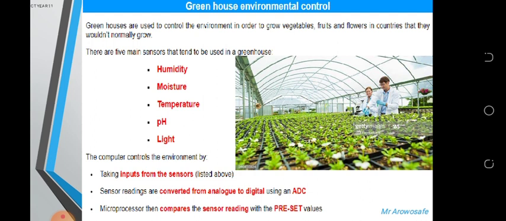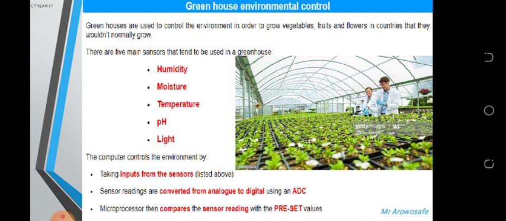Now, what are the five sensors? The first one is humidity. The second one is moisture. The third one is temperature. The fourth one is pH sensor. And the fifth one is light sensor. Humidity sensor, moisture sensor, temperature sensor, pH sensor, and light sensor.